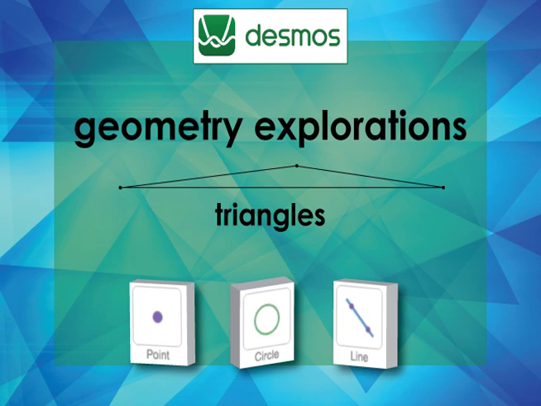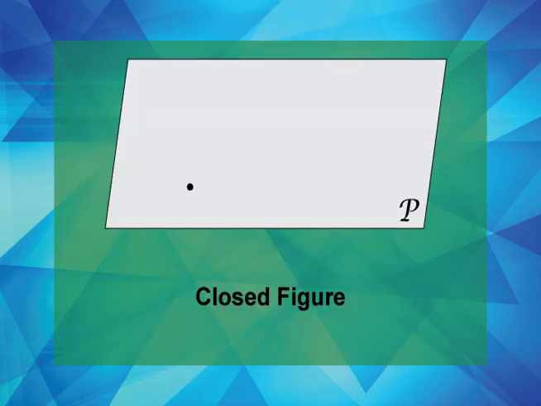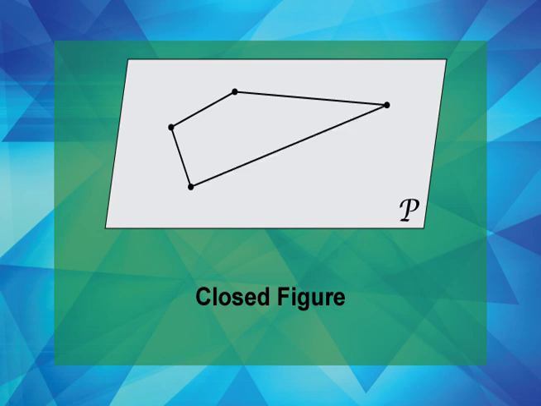In this tutorial, we define and explore the properties of triangles using the Desmos geometry tools. Let's start by creating a closed figure. Start with a point, create a line segment. From the endpoint of that line segment, create another line segment. Continue adding line segments until you end up at the original point.